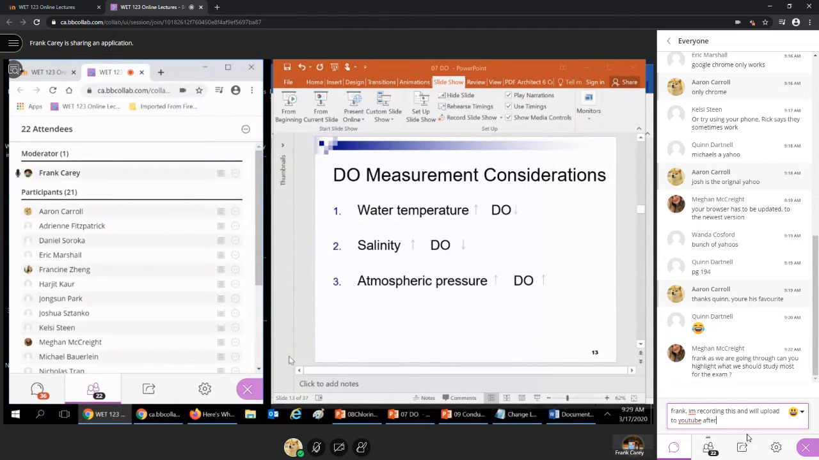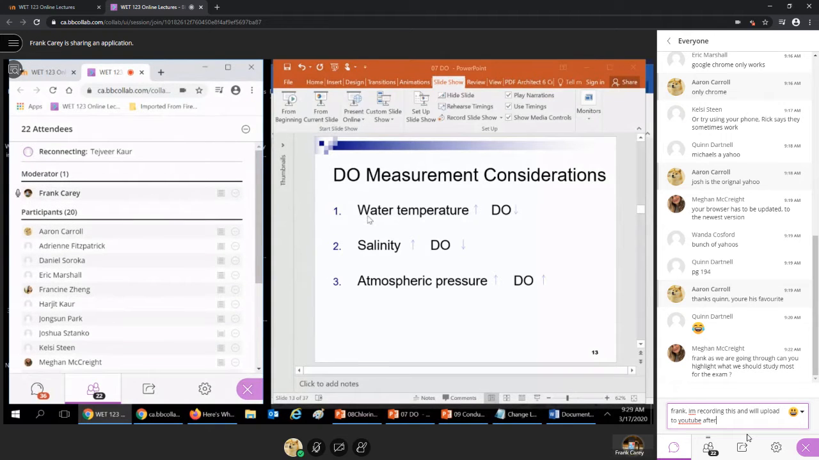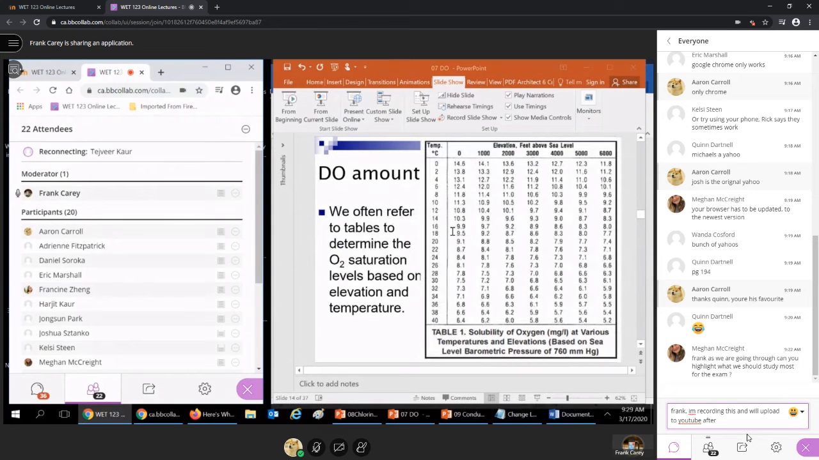And this is a terrible slide, but you may actually see this on an exam. The reason it's terrible is you can barely see these arrows. But basically, as water temperature increases, DO decreases. Salinity increases, DO decreases, and as atmospheric pressure increases, DO increases. Good.